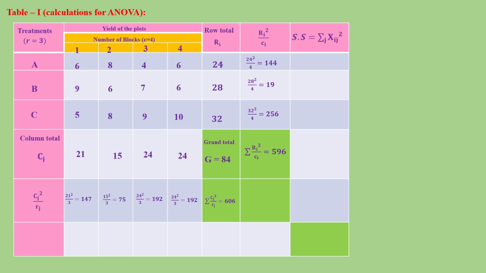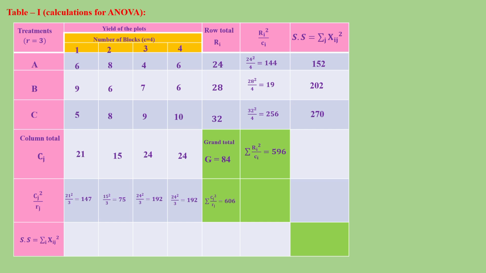Next sum of squares. Square each number in the row and add up. So 6 square plus 8 square plus 4 square plus 6 square, 152. Next row, 9 square plus 6 square plus 7 square plus 6 square, 202. Then third row, 5 square, 8 square, 9 square plus 10 square, 270. Similarly, column sum of squares, right?